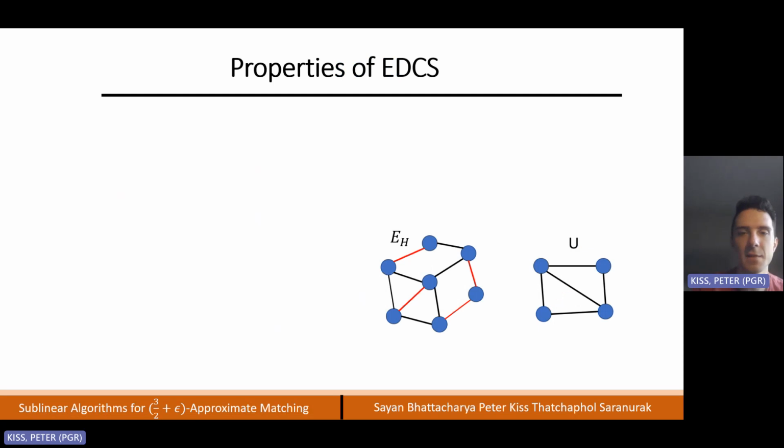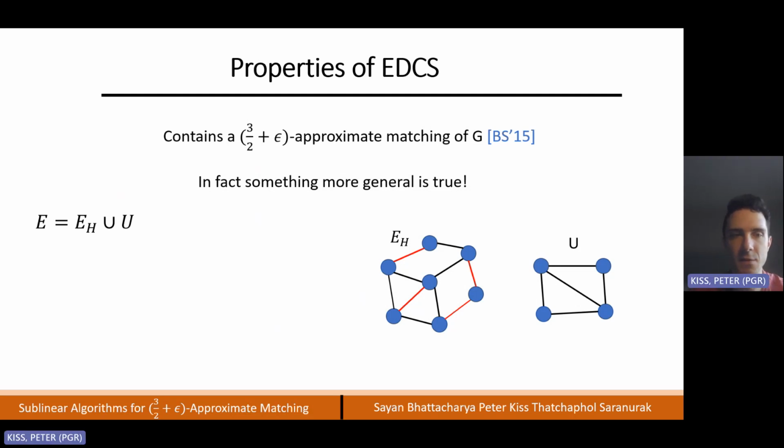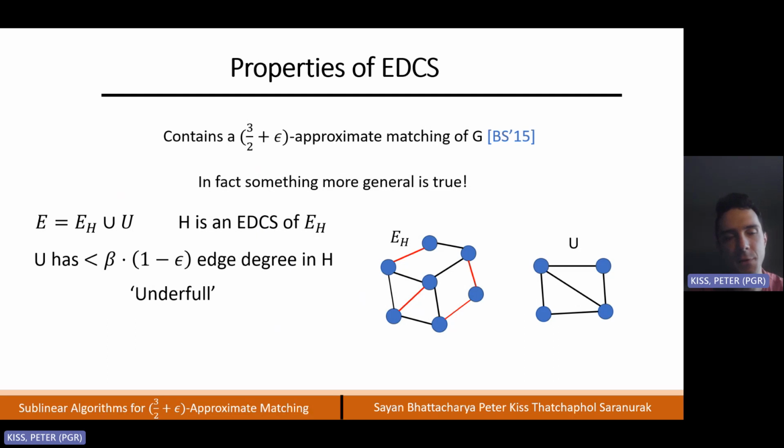So there are some very well-established properties of EDCS in nature, namely that it contains a 3.5+ε approximate matching of the graph. And this is the main property we will be using here. But in fact, something more general is true, and this was observed by Bernstein 2020: let's dissect the graph's edges into two sets, E of H and U, where H is an EDCS of E of H, but it is not necessarily an EDCS of U. In fact, vertices of U have less than beta minus H degree.